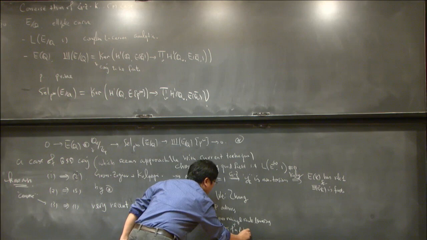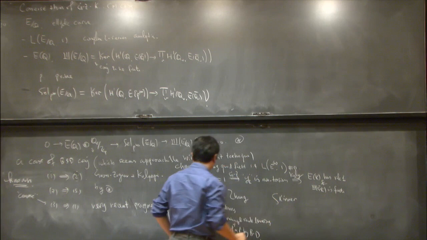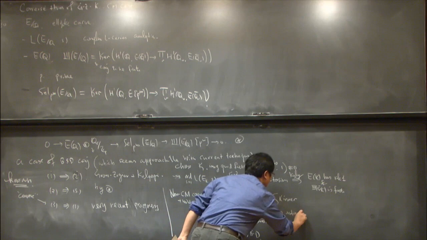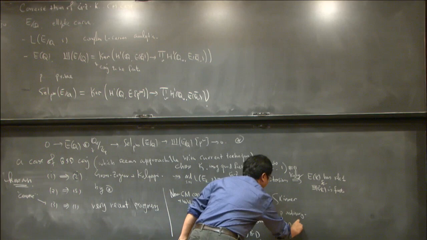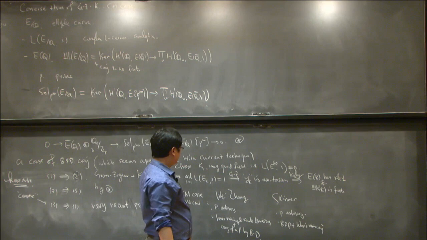And at almost the same time, Skinner also proved a result on this converse theorem under a different mild condition, but also for p ordinary. And here he used the BDP formula plus Xin Wan's result on the main conjecture.